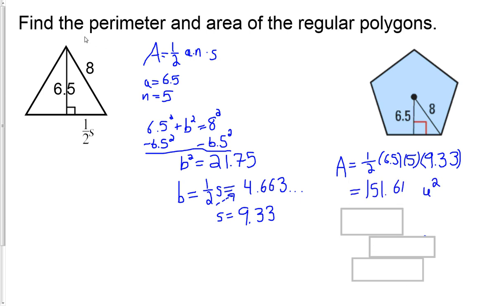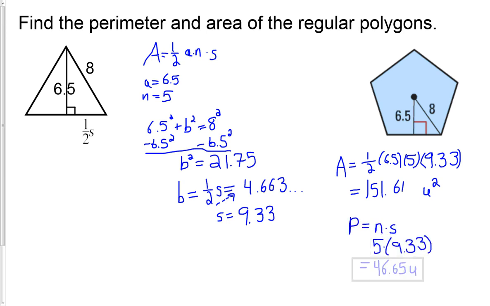Now it did say find the perimeter as well, so now that we finally have our sides, 5 times 9.33 will give us the perimeter. Number of sides times side length, right? They're all the same because it's regular. And I get 46.65 units, not units squared.